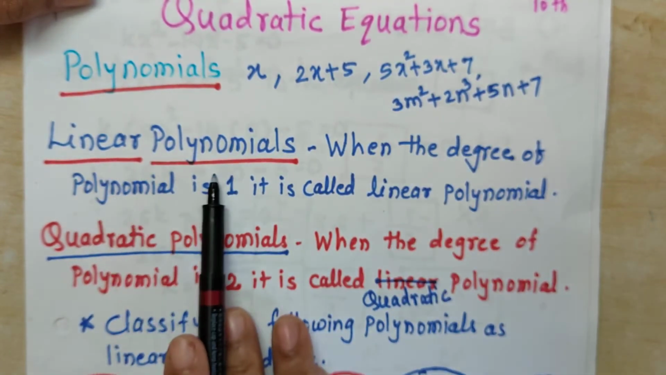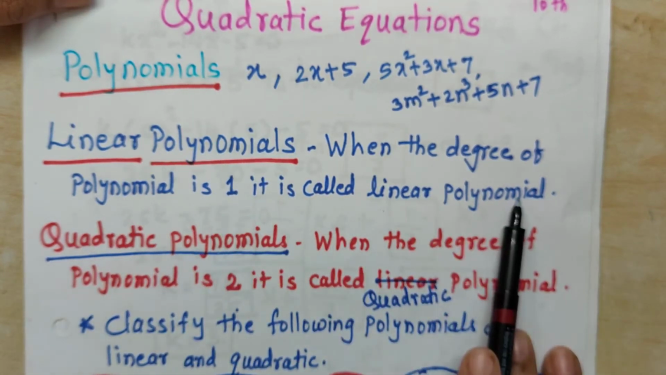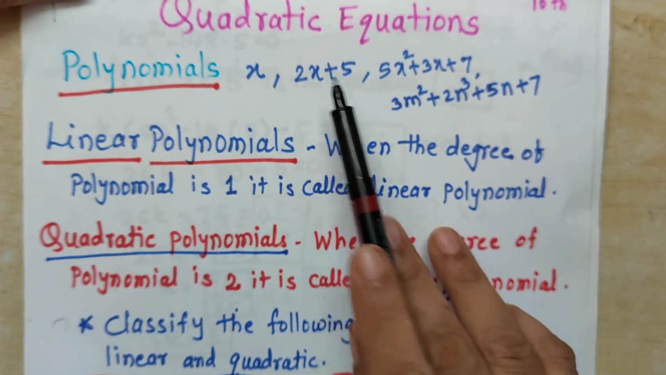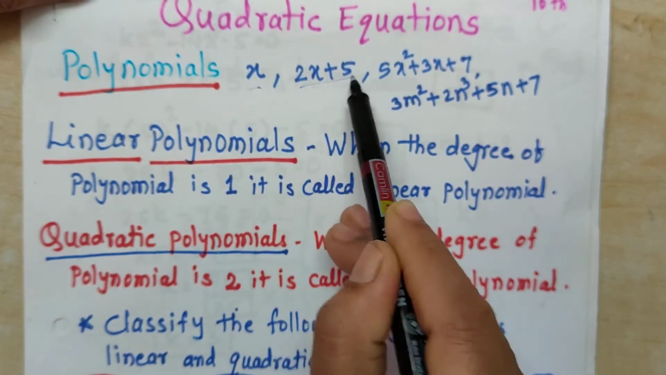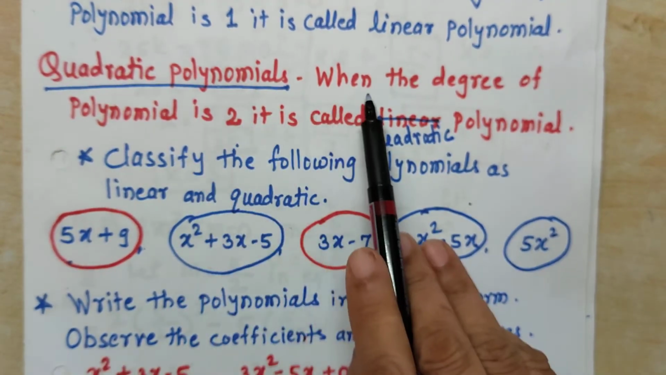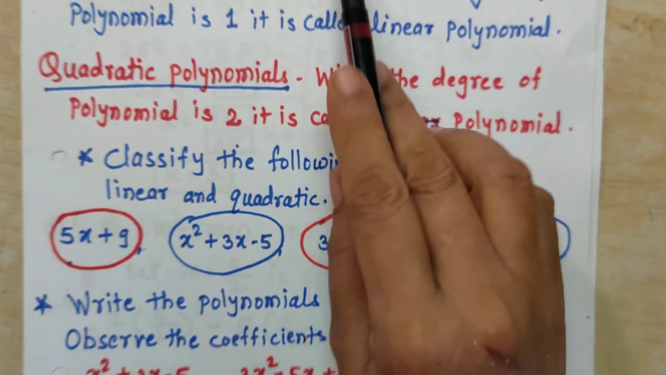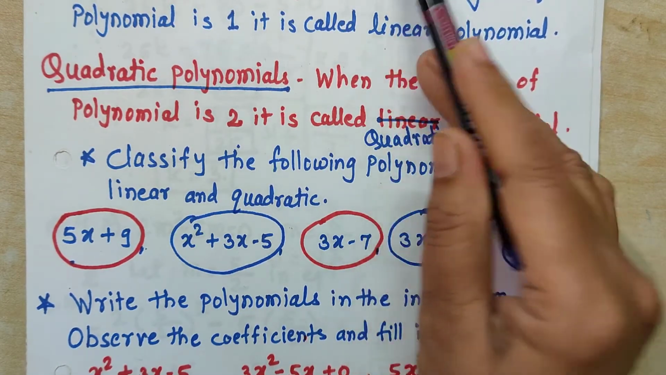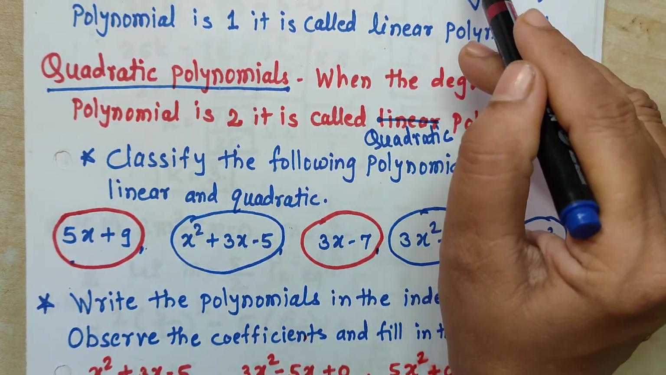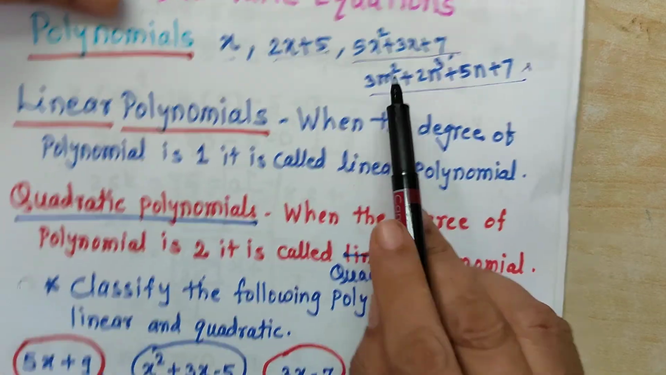First type is linear polynomials. When the degree of the polynomial is 1, it is called a linear polynomial. Here the degree of the variable is 1, here also 1. Then these two are which type of polynomials? Linear polynomials. Then quadratic polynomials. When the degree of the polynomial is 2, it is called a quadratic polynomial. Here 5x² + 3x + 7 is a quadratic polynomial. This is not a quadratic polynomial because the degree of n is 3. Therefore, this is not a quadratic polynomial.